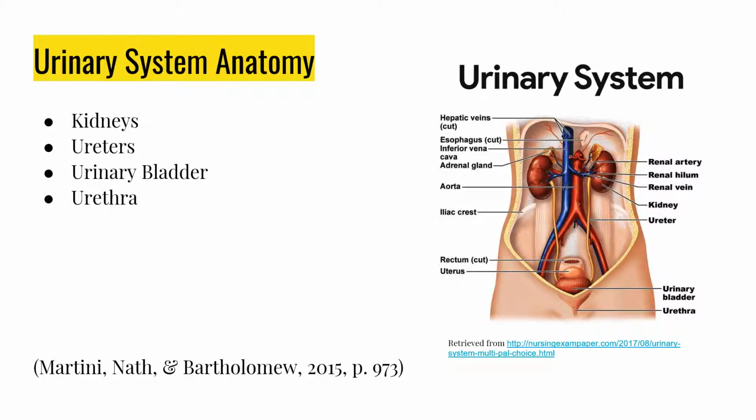So this here is just a basic anatomy of the urinary system. It consists of two kidneys that produce urine, two ureters that transport urine towards the bladder, a urinary bladder which stores the urine prior to elimination, and the urethra which conducts urine to the exterior.